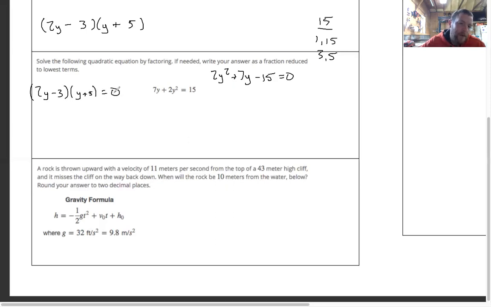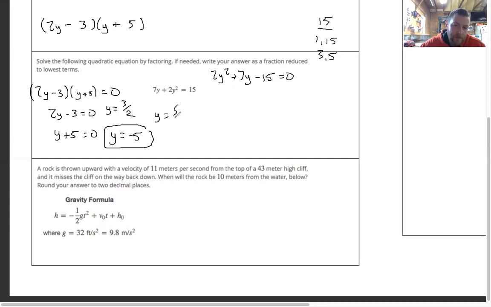is equal to 0. So then I set them both equal to 0. 2y minus 3 is equal to 0. And then y plus 5 is equal to 0. So this one's y is equal to negative 5. This one, I got to add 3 to get 2y is equal to 3, and then divide by 2. So this one's y is equal to 3 halves. And those are your 2 solutions. Y is equal to solution set of negative 5 and 3 halves.